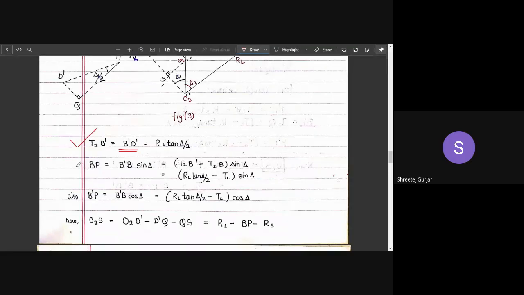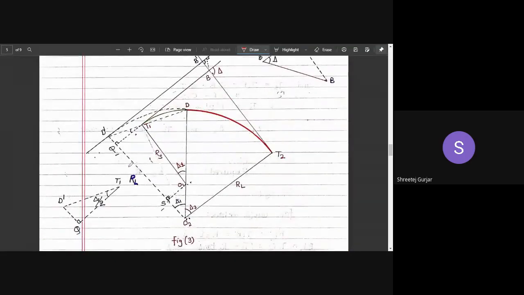Along with this, we have BP with us, which is equal to R tan delta by 2 minus TL sine delta. Remember we have two of this, and also we will be considering B dash P from case 3. So these 3 results we have got from case 3, and the same things we will consider in this case 5.